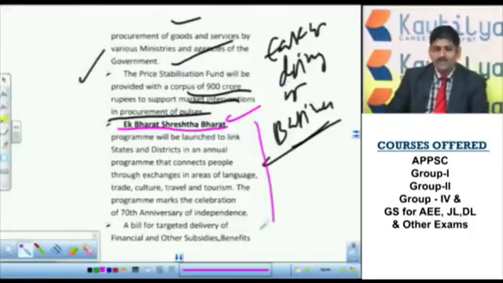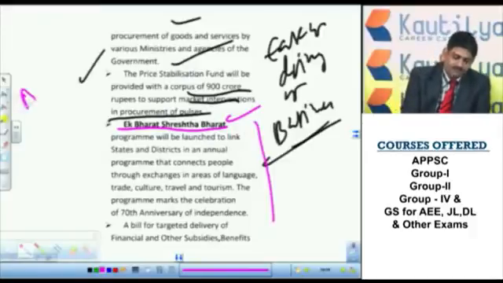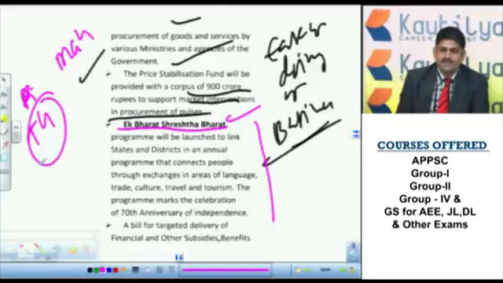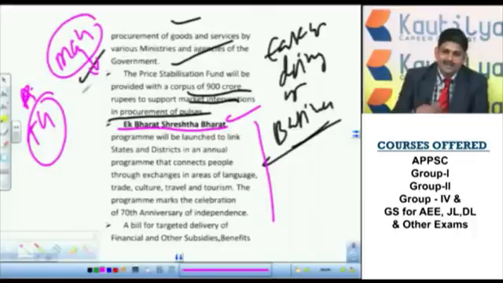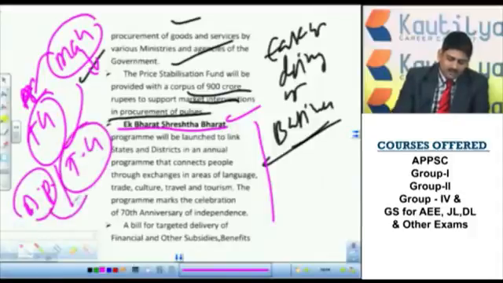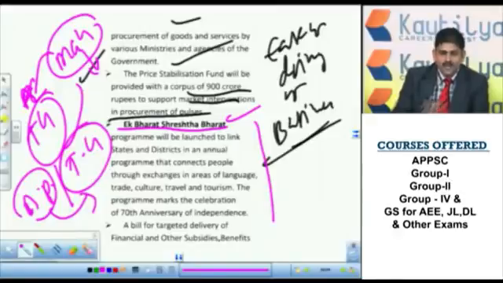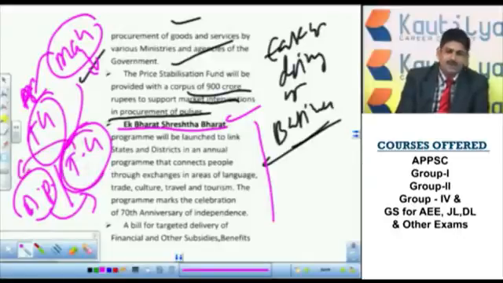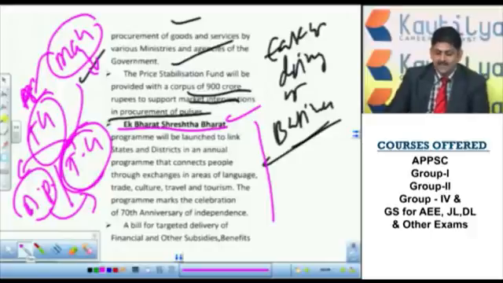Now, what actually is this program? Simply I will tell. Suppose Telangana is there, or Maharashtra is there. Telangana's culture, Telangana's festivals, every issue of Telangana will be promoted by Maharashtra, and in the next year vice versa will happen. Suppose Andhra Pradesh is there, Telangana is there. Andhra Pradesh's culture, style of living, and practices will be promoted by Telangana in the Telangana region, and Telangana's culture and everything will be promoted by Andhra Pradesh in the following year. That is Ek Bharat, Shresth Bharat.